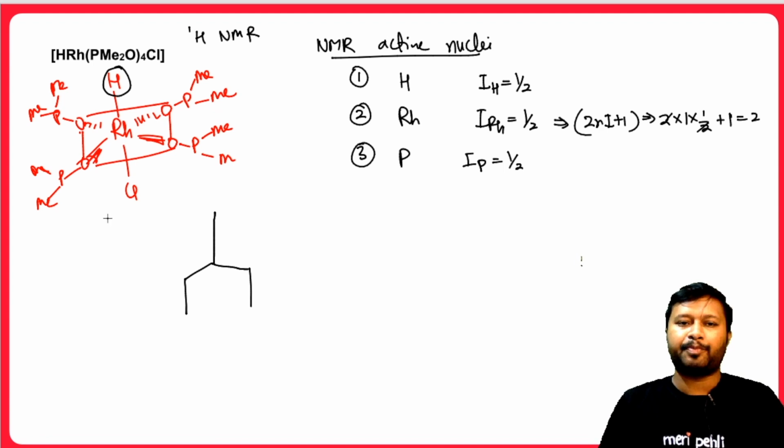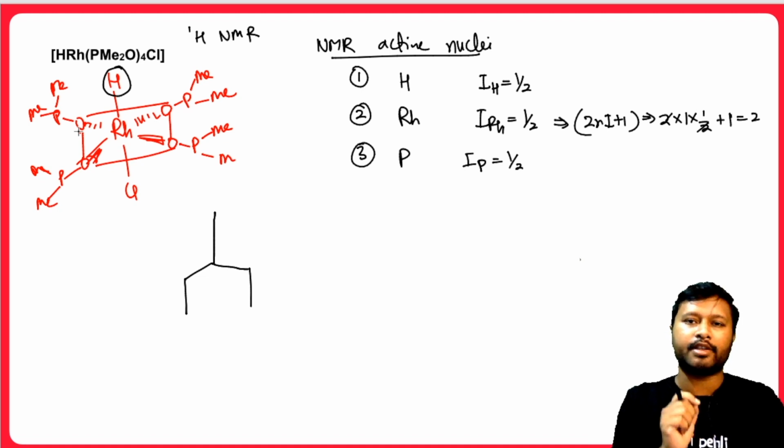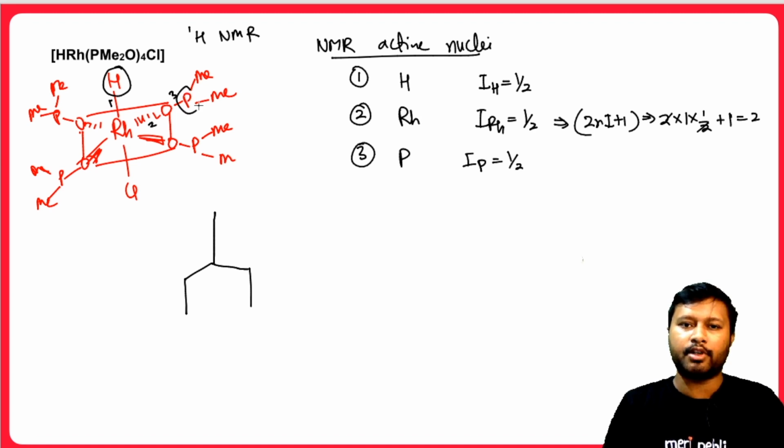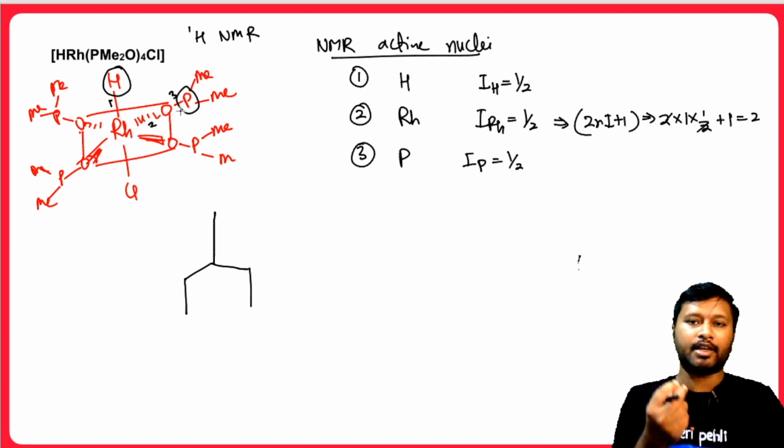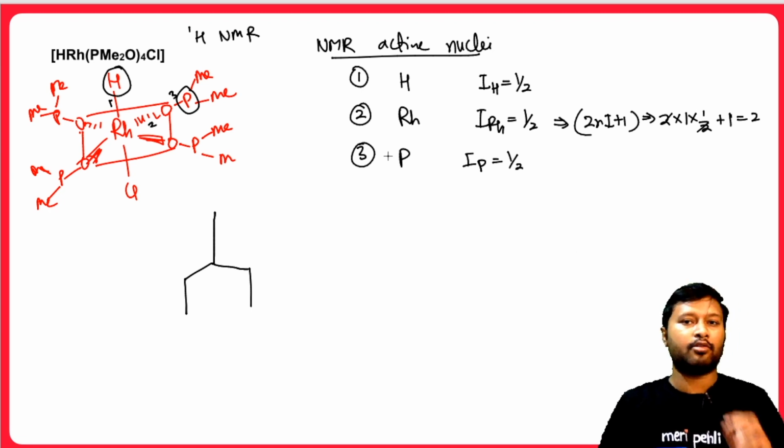Now, these lines are further going to split because of phosphorus. How many phosphorus do we have? We have 1, 2, 3, 4 phosphorus. Let's see whether this phosphorus is capable of causing splitting. Let's count the bonds. From this hydrogen to rhodium is one bond, from rhodium to oxygen is the second bond, and from oxygen to phosphorus is the third bond. So the phosphorus is 3 bonds away, and I told you that J coupling takes place up to 3 bonds away. This is called 3J coupling. So rhodium has caused 1J coupling, and phosphorus is going to cause 3J coupling.